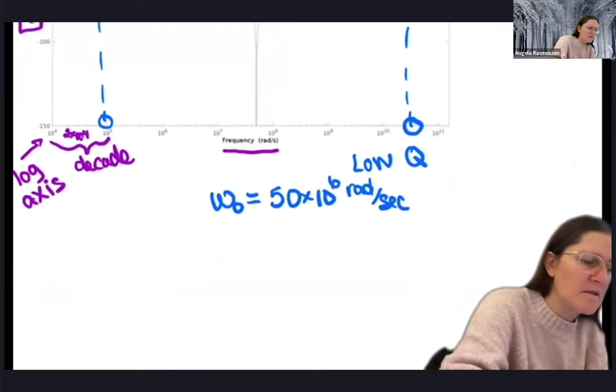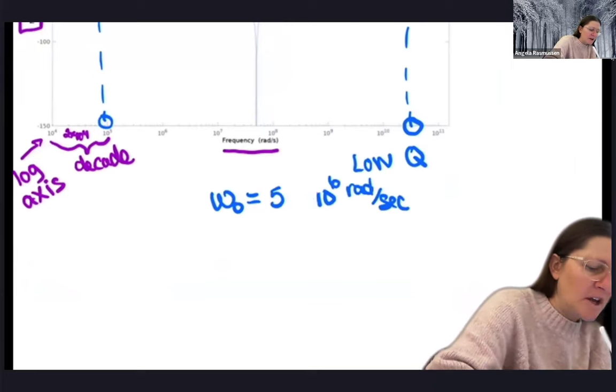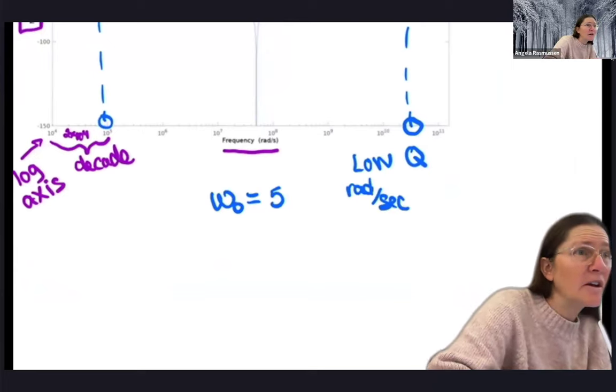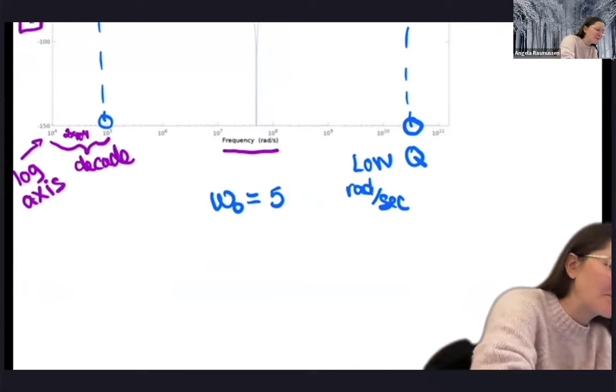It's 5 times 10, so it's 50 times 6. It's 30 plots on Wolfram here. Oh, really? Yeah. I'll let you do them in Wolfram.